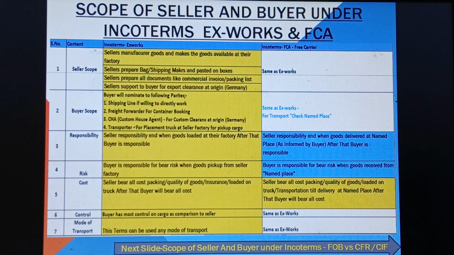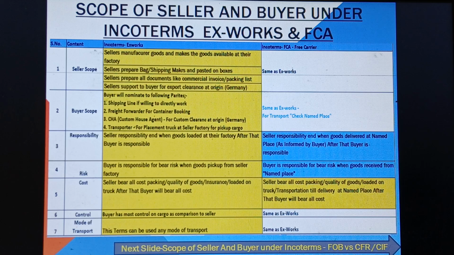Similar to Ex Works, FCA is a basis used for transport, but in this case it is a named place, not a factory. It can be a buyer-nominated warehouse, or others. In this case, the seller's responsibility is to deliver the cargo at the named place. That is why transport is arranged and paid by the buyer only.